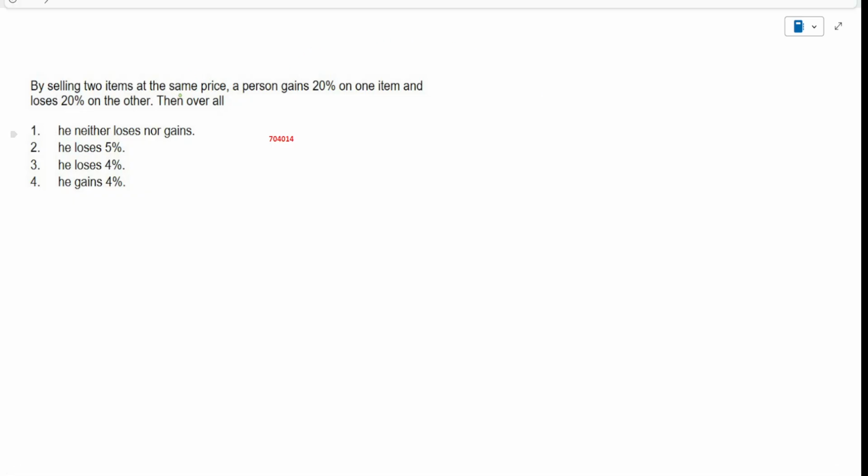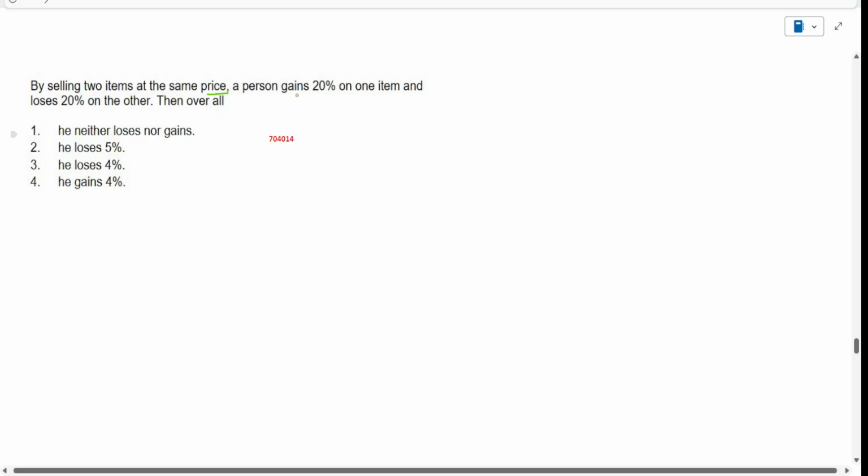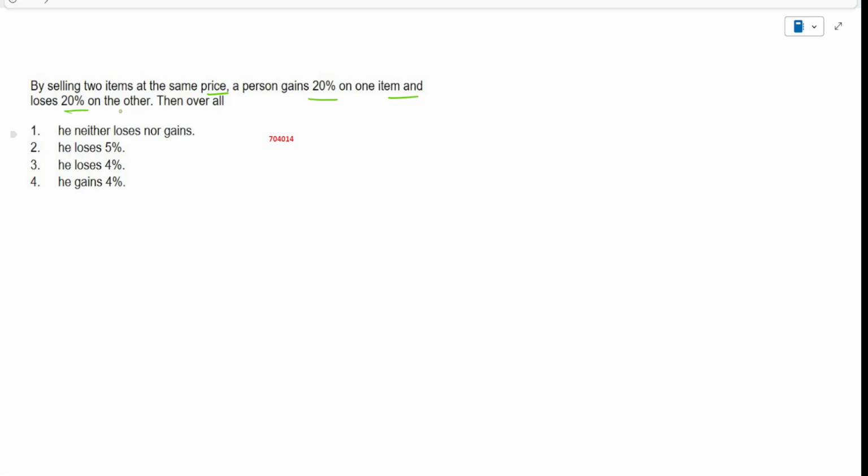By selling two items at the same price, a person gains 20% on one item and loses 20% on the other. Then overall, what is the case? Loss, gain, loss, or no gain, no loss? But if we say simply, you might say that 20% loss and 20% gain means no loss, no gain. But you are wrong in that case.